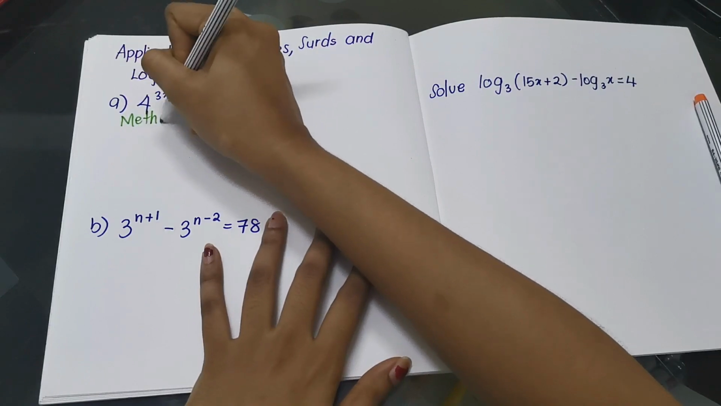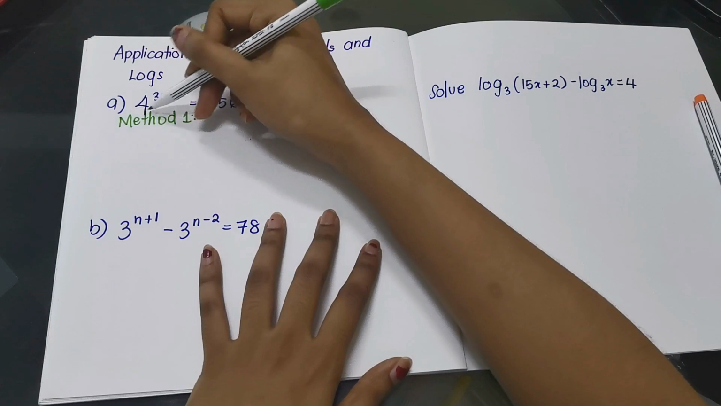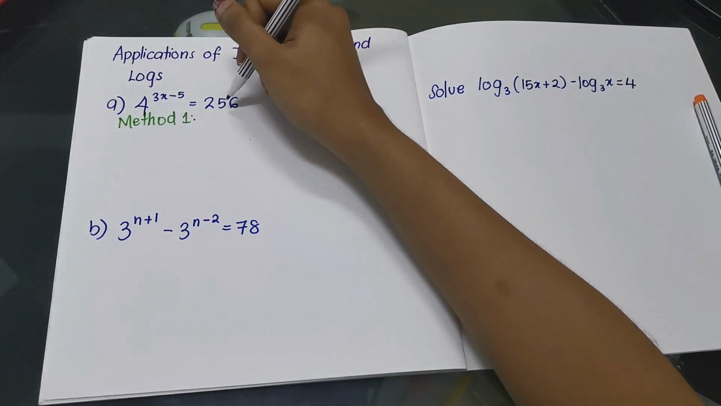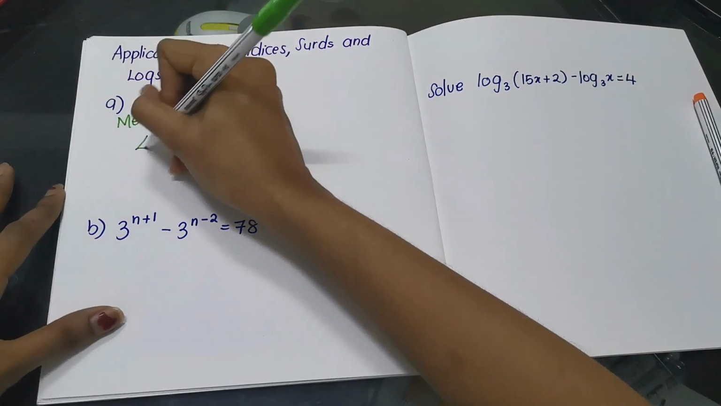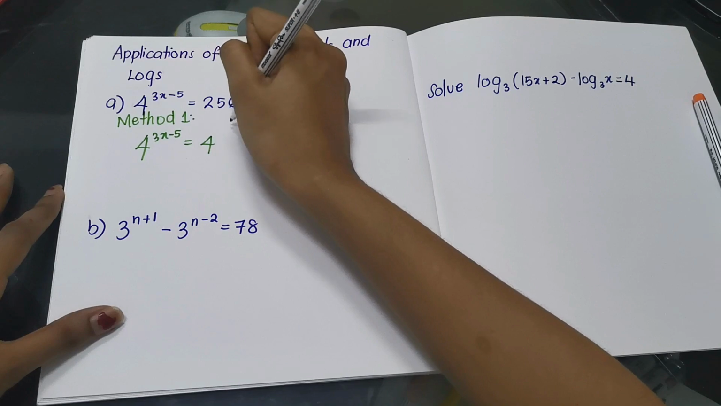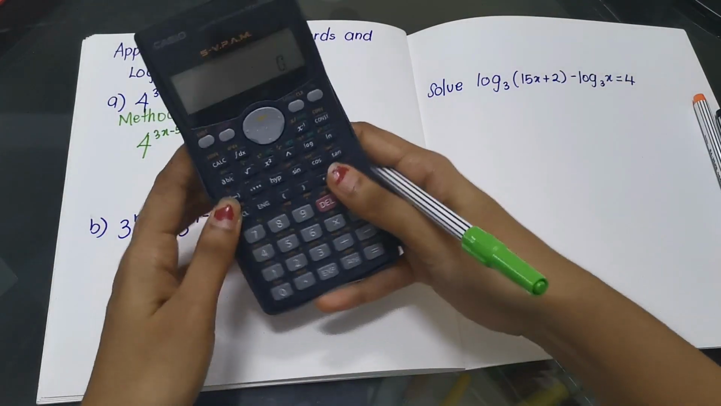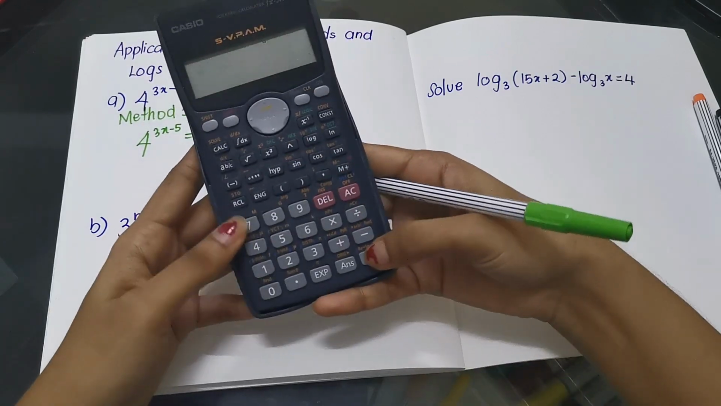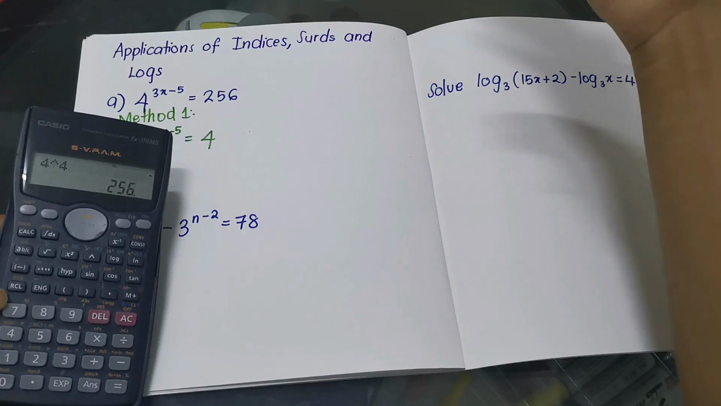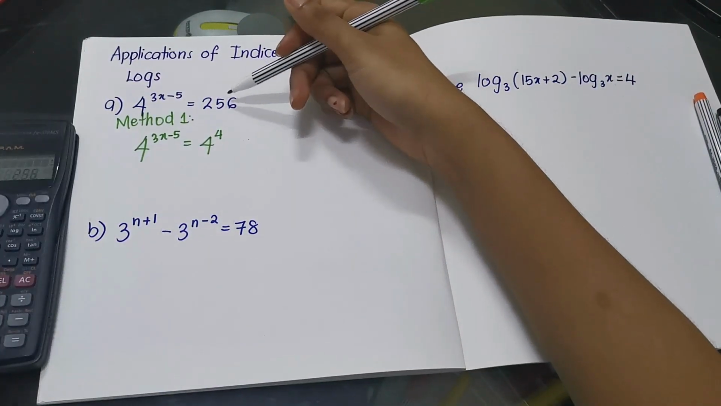So method 1, we are just going to use the laws of indices. Since here we have base 4, we have to change the 256 also to base 4. So this is going to look something like this: 4 to the power of what equals 256. We can always do trial and error. It's 4 to the power of 4, or by experience and practice, usually you will know it's 4 to the power of 4. So it's equal to 256.